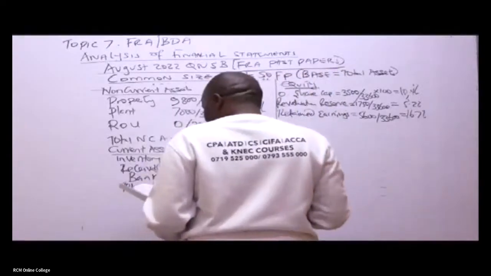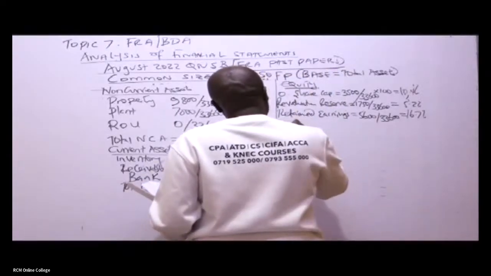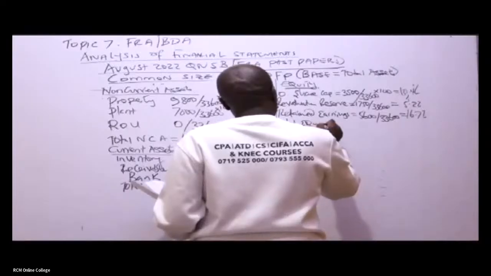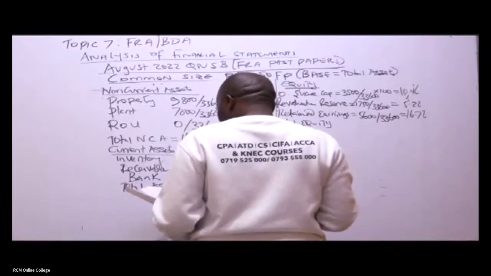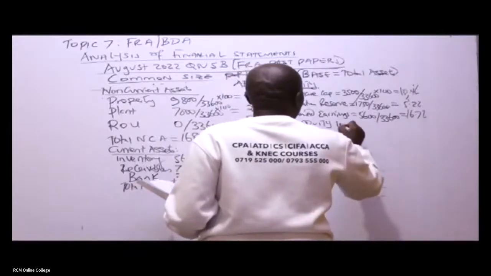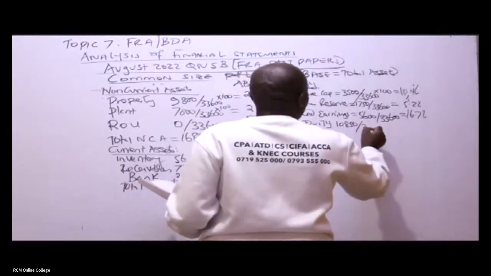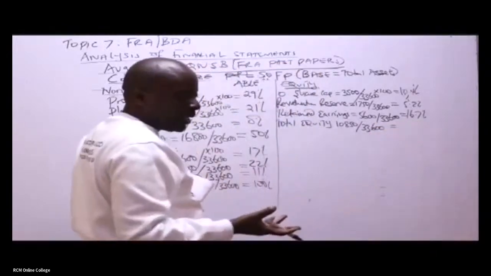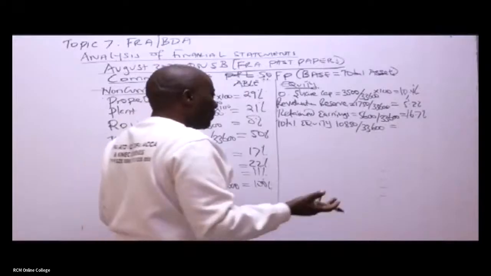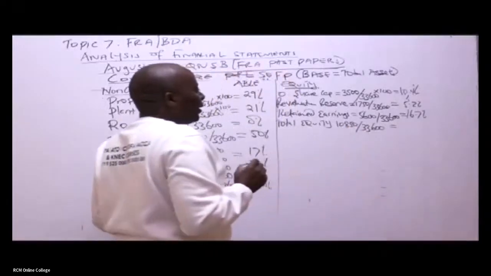Great. Then we have total equity. You write everything given, okay? Total equity, what do we have here? We have 10,850, still divided by our baseline, which is 33,600. Give me an answer. Give me a number there. 16.67%. No, that is retained earnings.